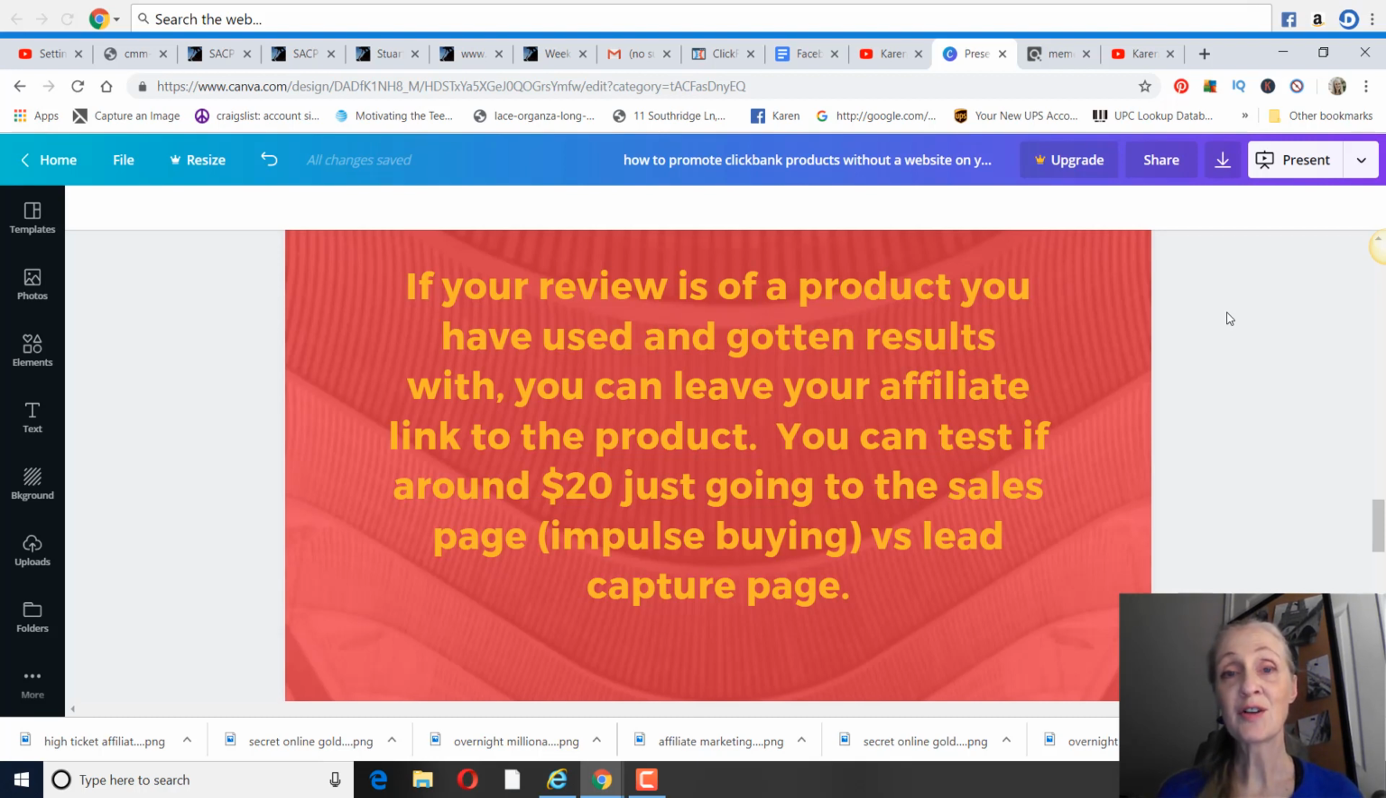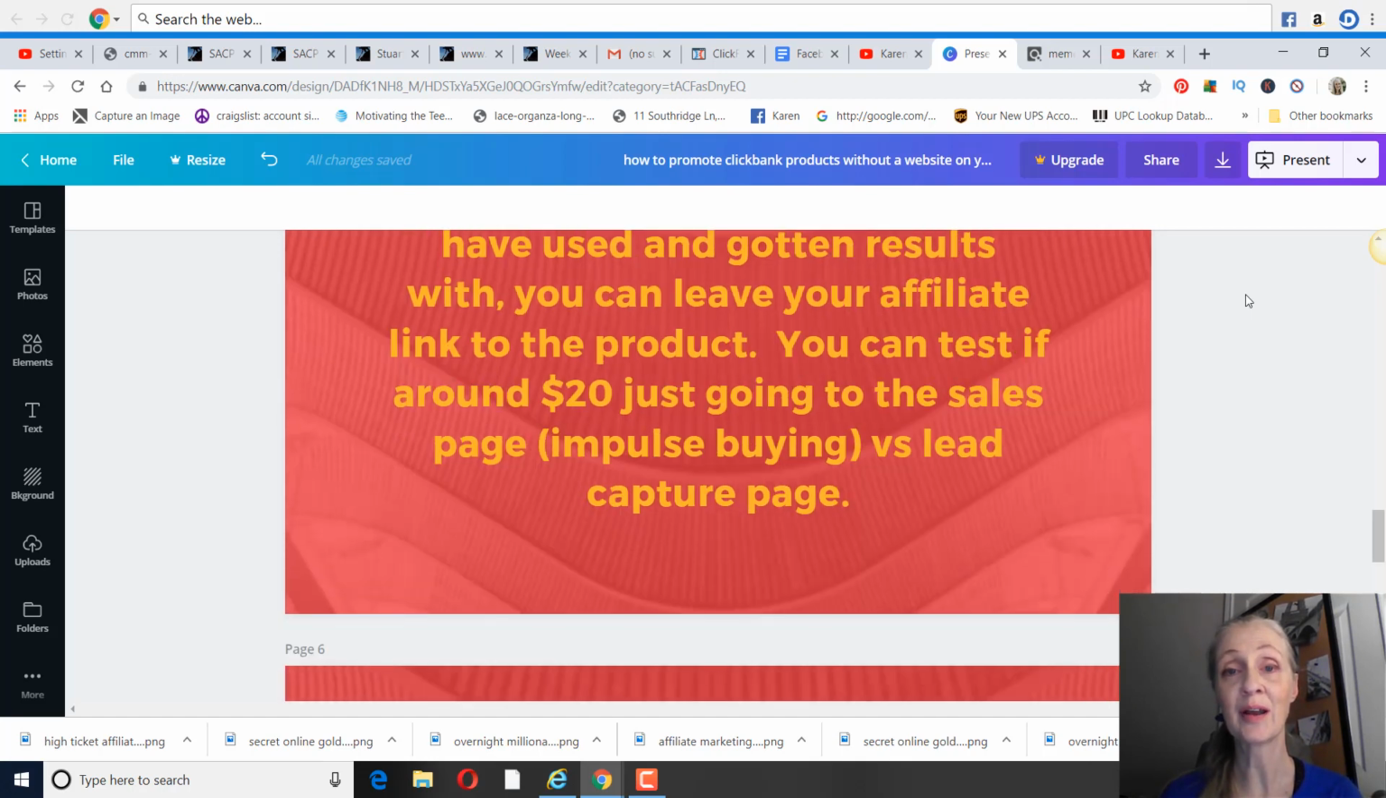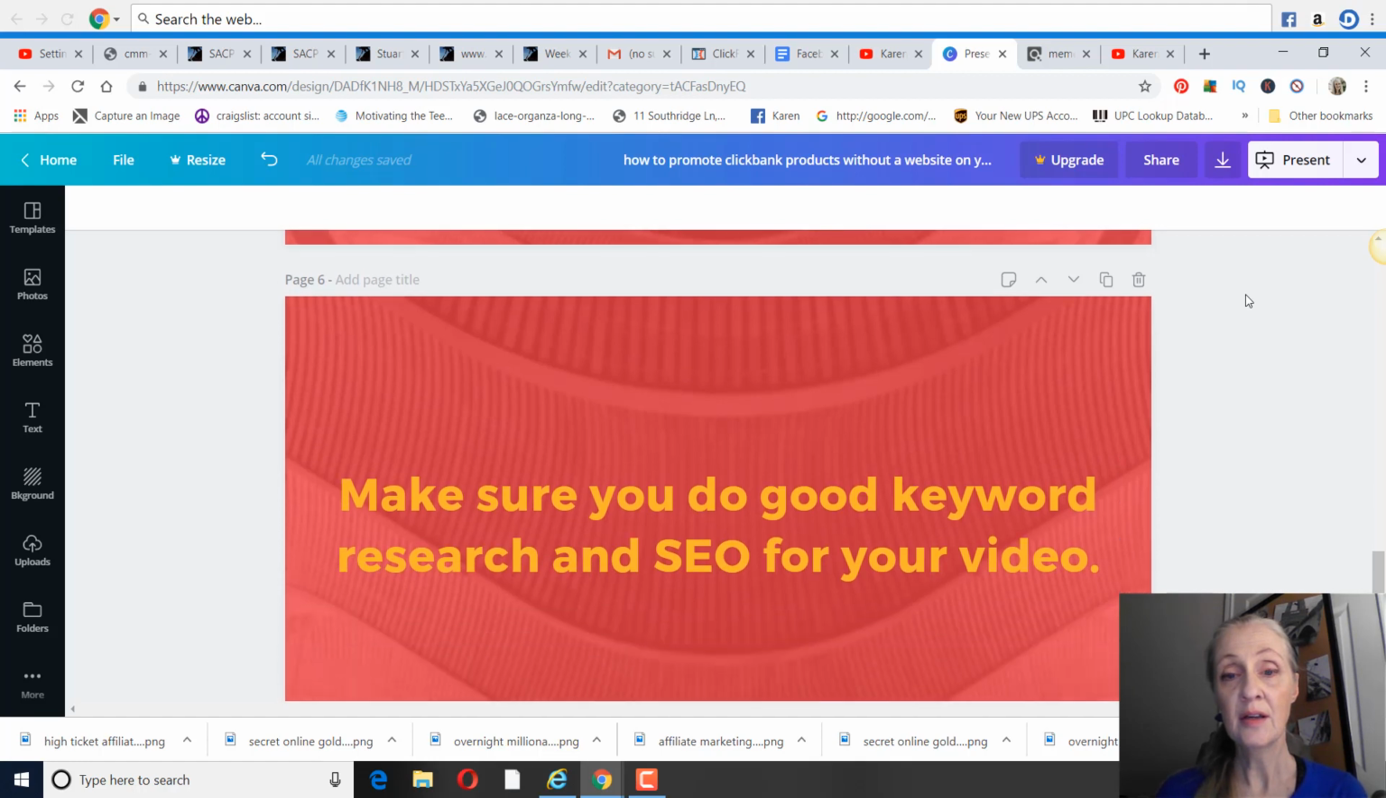But if it's free traffic like YouTube, you're not going to lose any money. So you can test it out. So, using the sales page if it's a small price point like $20. But if it is a higher price point, of course you want to use a lead capture page because people won't necessarily buy on the first exposure. But definitely if you're using paid advertising, but we're talking about free here with YouTube. Definitely if you're using paid advertising like solo ads, you do want to have a lead capture page.